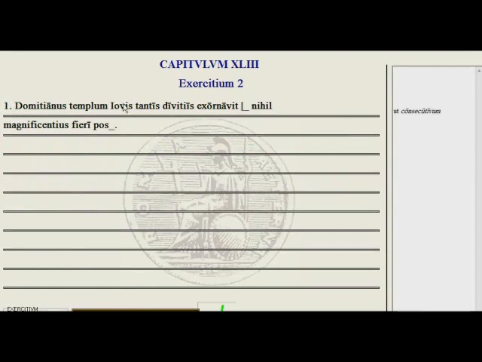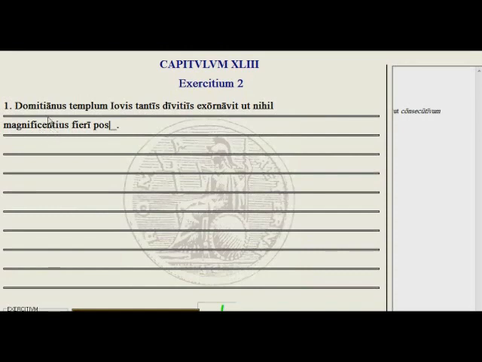Exercitium secundum. Domitianus templum Jovis tantis divitiis exornavit, blank nihil magnificentius fieri blank. So here we have practice with what's called the ut consecutivum, or the ut result clause. And so we have Domitian decorated the temple of Jove with such riches that as a result, and here's where we have our ut, that as a result, nothing was able to be made more magnificent or greater.